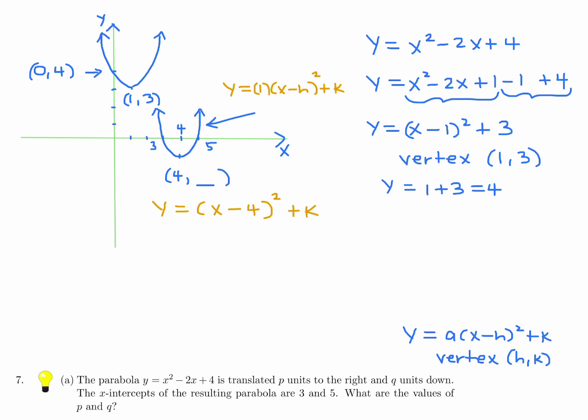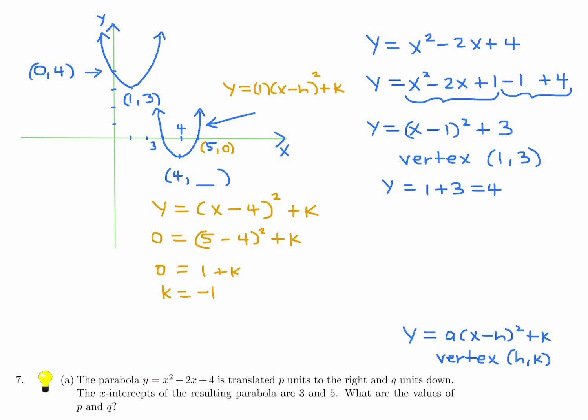Well, how do I do that? I can easily do that because I know 2 points on this graph. I know this one, which is (5, 0), and this one, which is (3, 0). So I'll just substitute one of those. I'll substitute (5, 0). So that means y is 0. We get (5 minus 4) squared plus k. So this gives me 1 plus k is 0. Therefore, k is equal to negative 1.